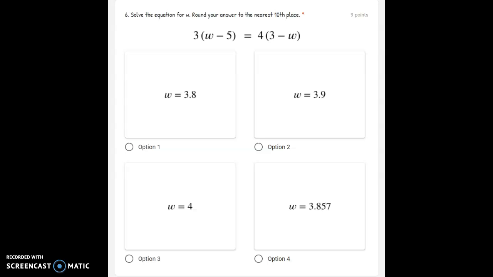Option 1, w equals 3.8. Option 2, w equals 3.9. Option 3, w equals 4. Option 4, w equals 3.857.